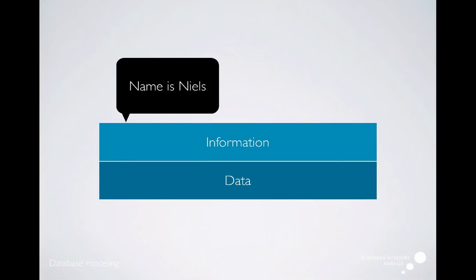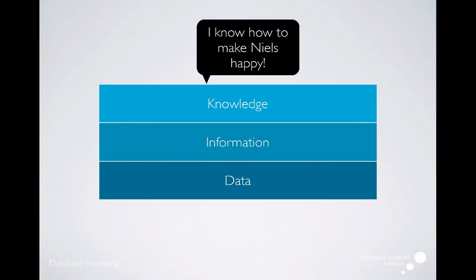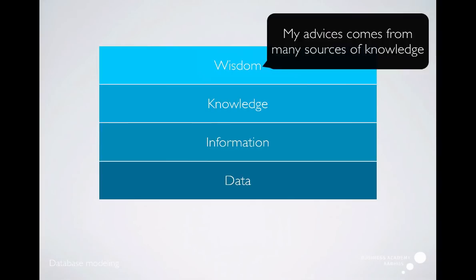We give them some more than they had before. So name is Nils. Yeah, that could be information. And then we have knowledge. Knowledge could be, I know how to make Nils happy. This is a more complex way of handling information because there could be different ways. They have to make a decision or make an evaluation of what could be the best way to make this guy happy. And then on the top of this ladder, we have wisdom.